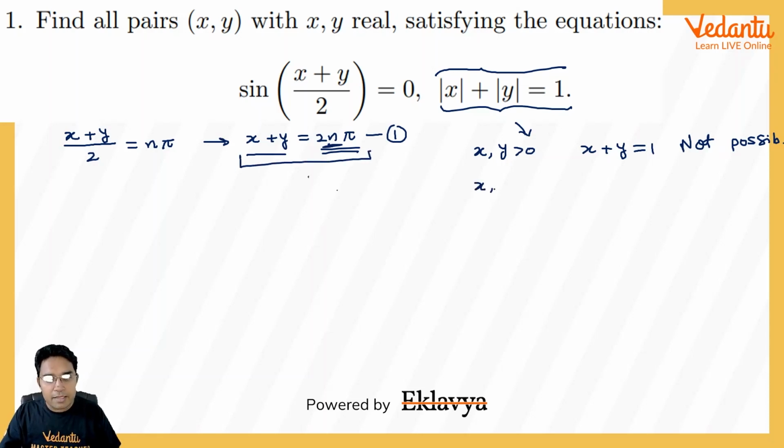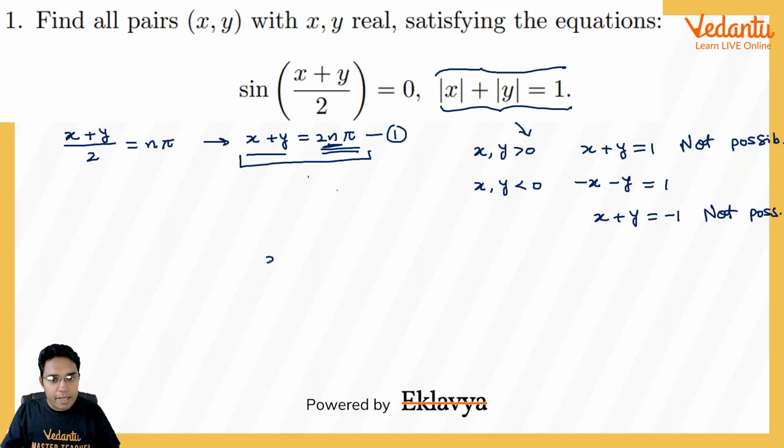Similarly, if x and y both are negative, then mod x will be minus x and mod y will be minus y, and minus x minus y is equal to 1. In this case, x plus y will become equal to minus 1. This also doesn't seem to be possible because x plus y has to be an even multiple of pi, whereas this is minus 1. So this is also not possible when x and y both are negative.